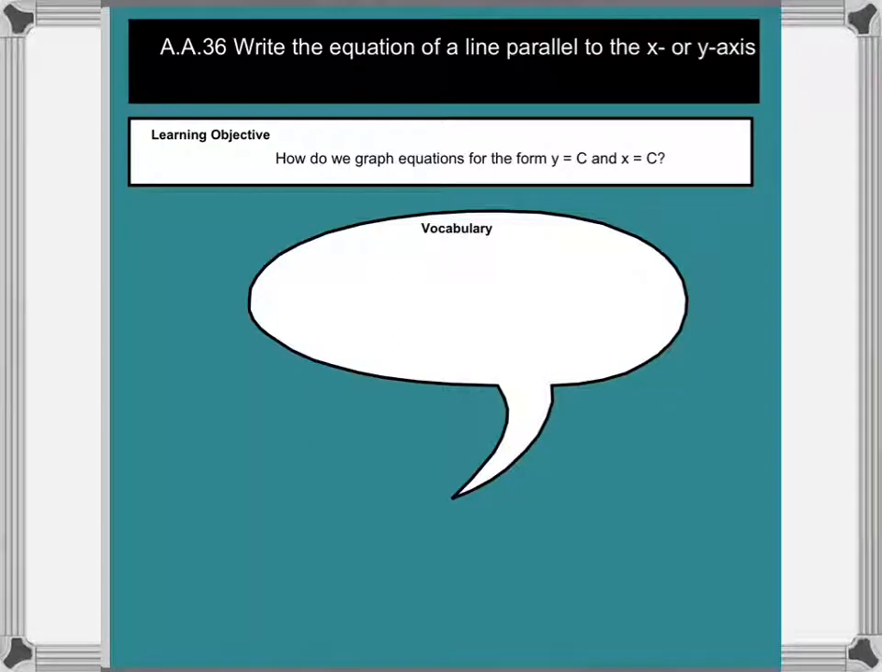Okay, today we're going to talk about graphing equations that turn out as either a horizontal or a vertical line. Our learning objective is: how do we graph equations of the form y equals a constant or x equals a constant?